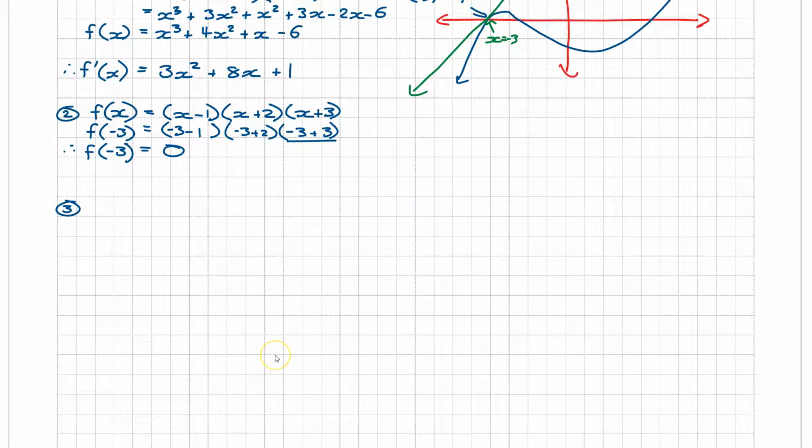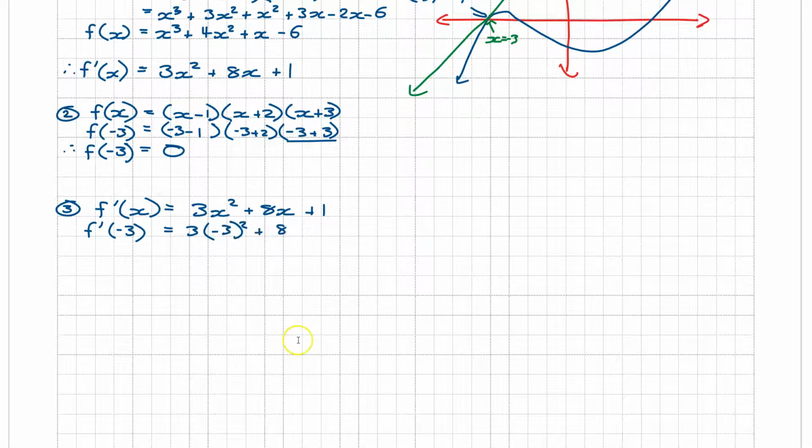So to find the slope of that tangent, it's simply a case of grabbing the derivative, f'(x) = 3x² + 8x + 1, and then looking at the location x = -3, the derivative becomes like so.